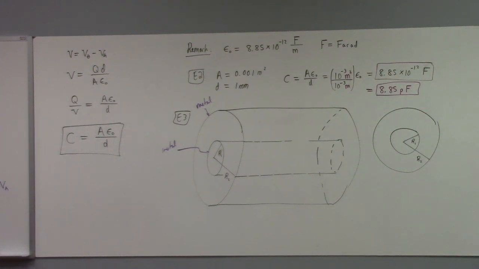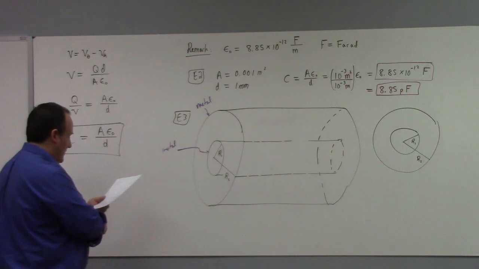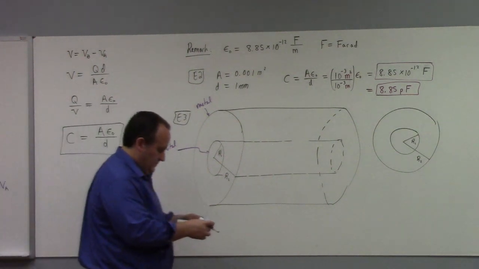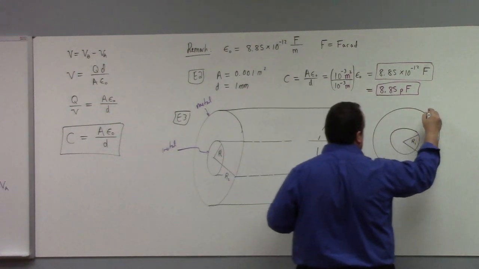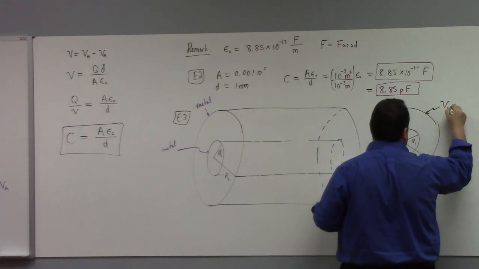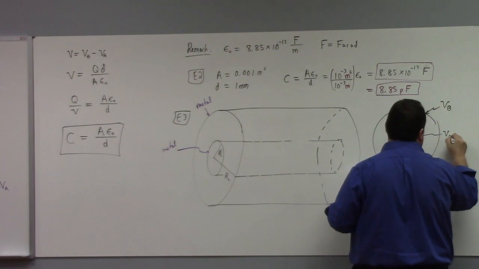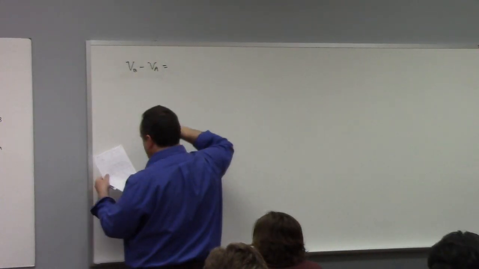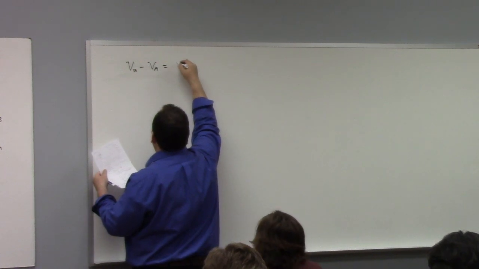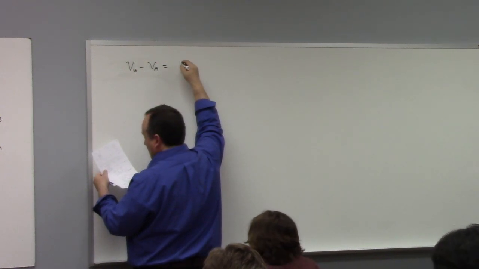We have worked this out before. I won't go back through it at the moment, but we've worked out that if I say the voltage here is VB, the voltage here is VA, we derived it, and we found that we could calculate VB minus VA is equal to the voltage at R1 minus the voltage at R2.